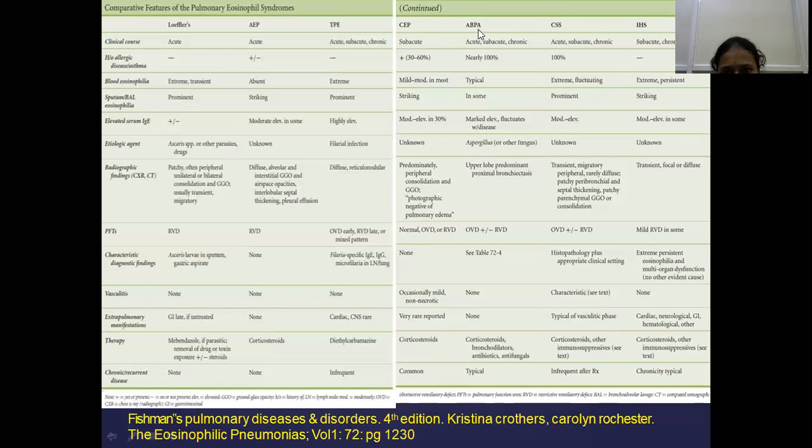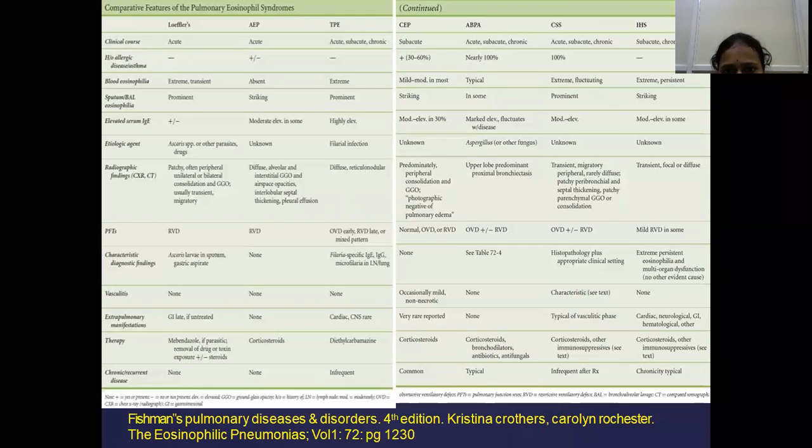What is the cause of ABPA? It is a hypersensitivity reaction to Aspergillus species, either type 1 or type 3, immediate or immune complex mediated hypersensitivity reaction, to Aspergillus species, leading to increased eosinophil counts.